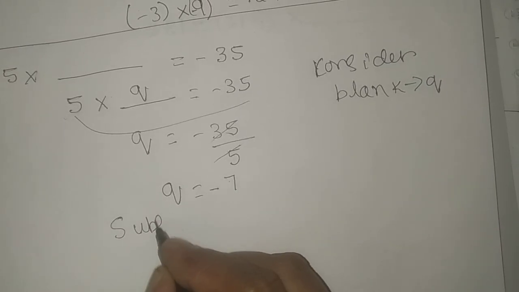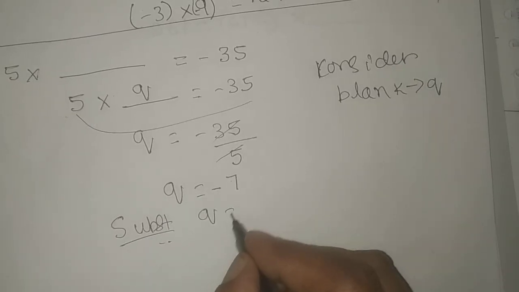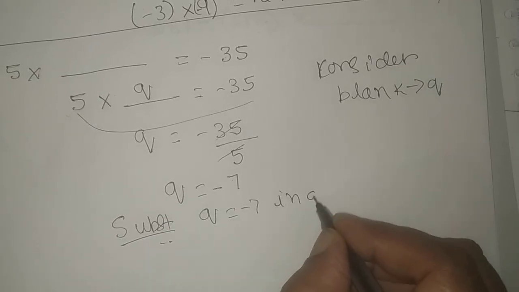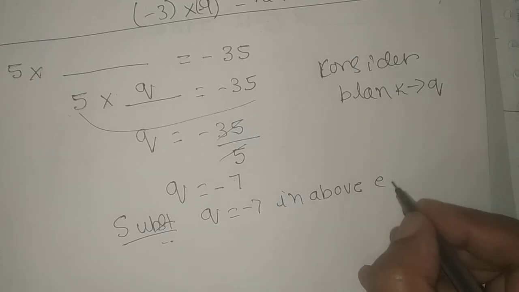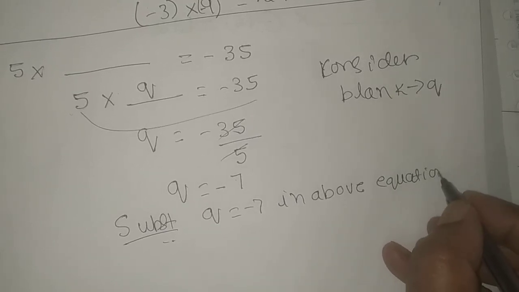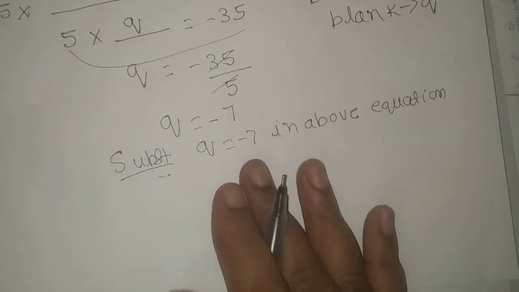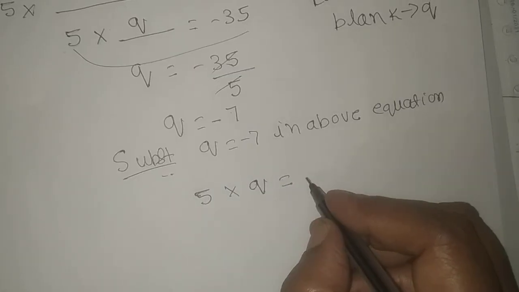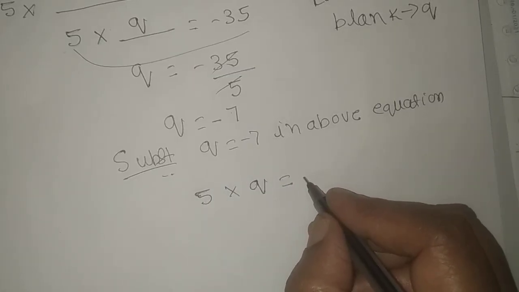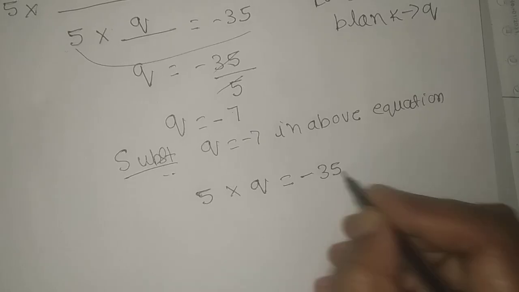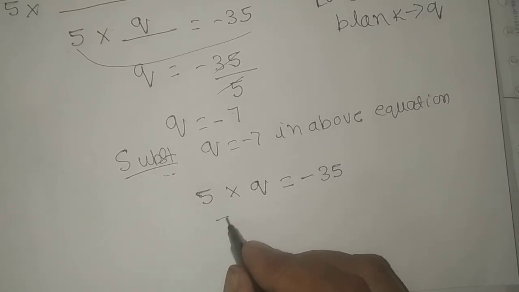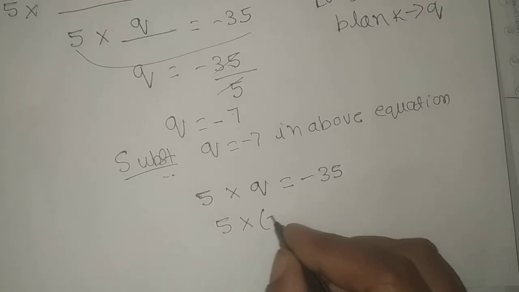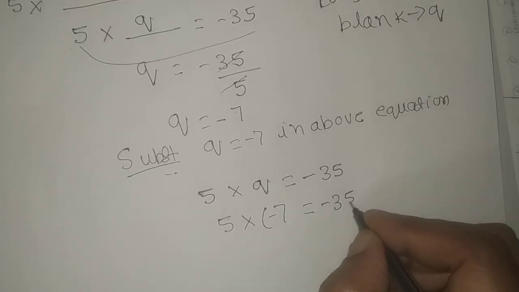Now substitute q is equal to minus 7 in our equation. Above equation is what? 5 into q is equal to minus 35. Therefore 5 into q is minus 7, which is equal to minus 35. So we finished B. We move on to C.